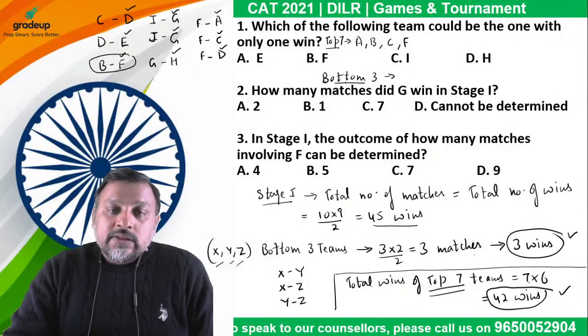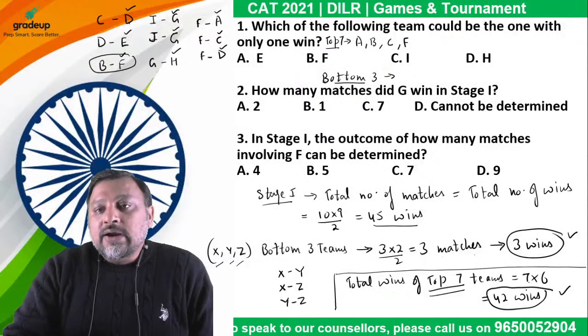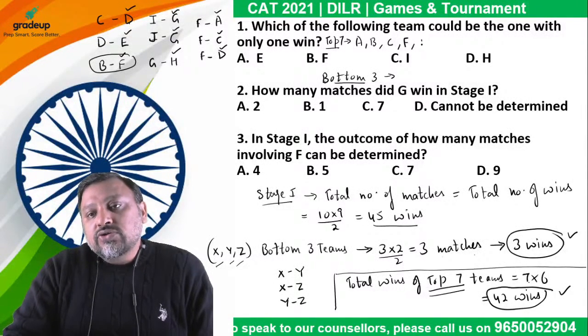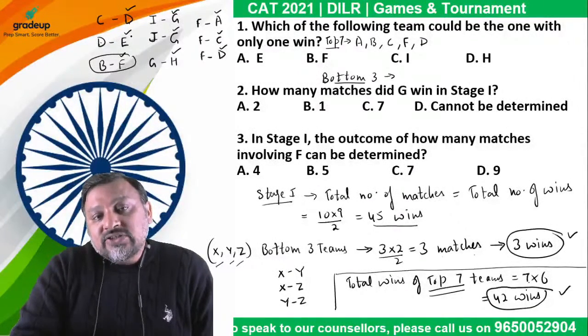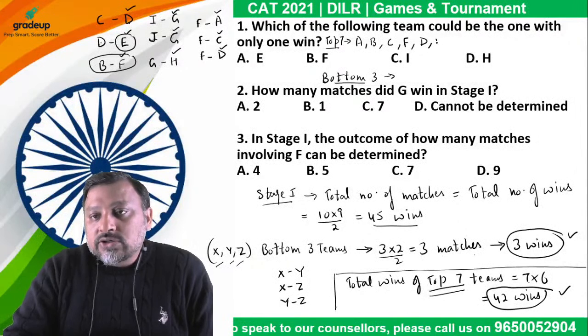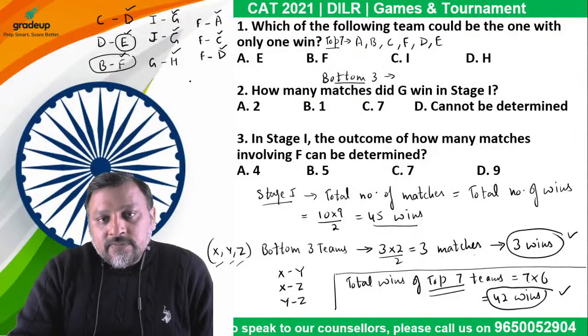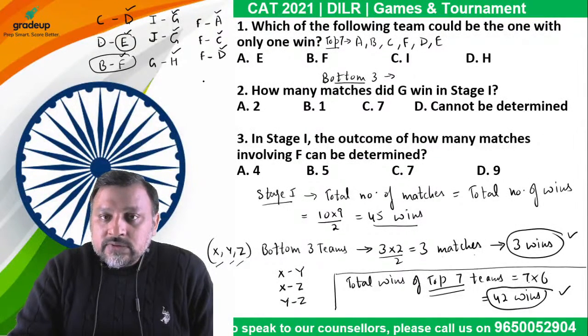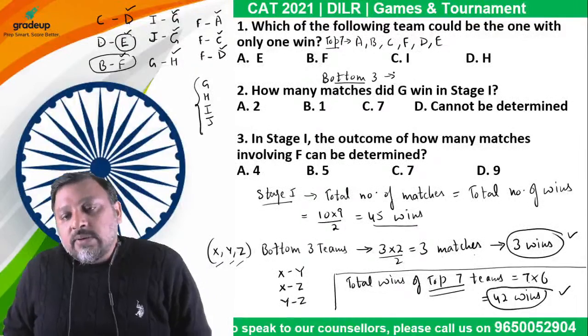Okay, then it is given C lost his match against D. So D is also in the top 7 teams. And then D lost his match against E. So that means E also belongs to the top 7. Okay, this much information is there. Now I am left with how many teams? It is G, H, I and J. I am left with these 4 and out of these 4, 3 are in the bottom 3.